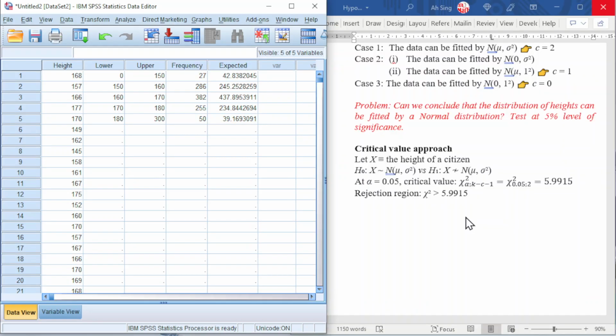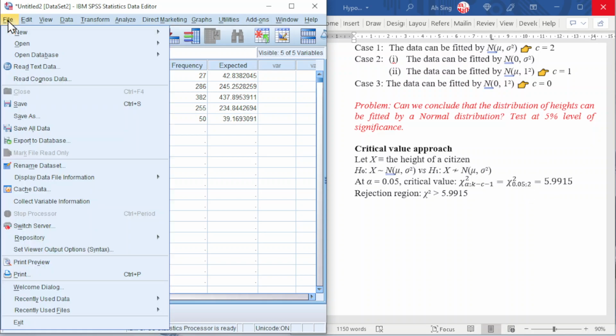Before we proceed to the test and obtain the test statistics, let's determine the critical value and the rejection region. Recall we have 1, 2, 3, 4, and 5 categories, which means that k is equal to 5. And we have 2 estimated parameters, so c is equal to 2. 5 minus 2 minus 1 is equal to 2.